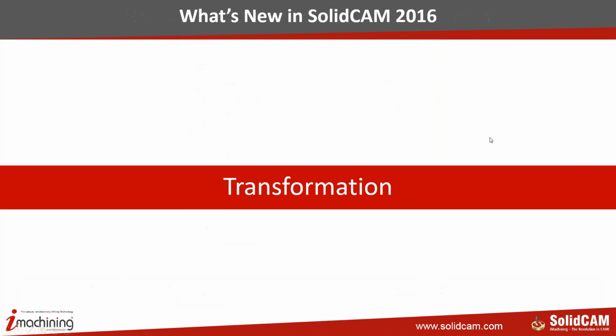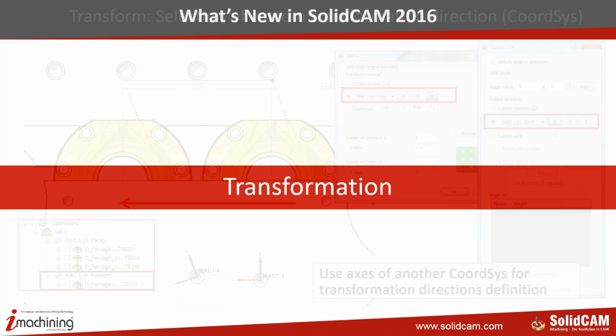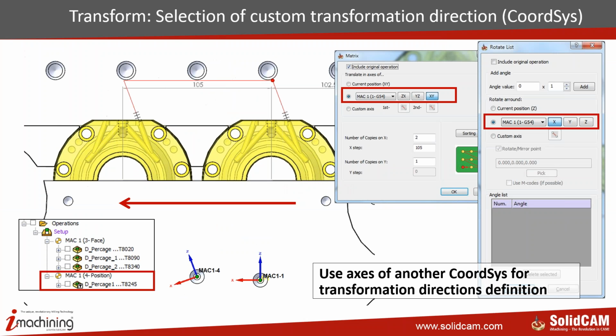And let's talk about transformation. This is actually one of our more powerful options that we've added now inside SolidCAM 2016, where you can do transformation not only when you do translate, not only in the matrix as far as going in X and Y only in the matrix, you can actually go along a specific vector or a specific direction of a different home position.